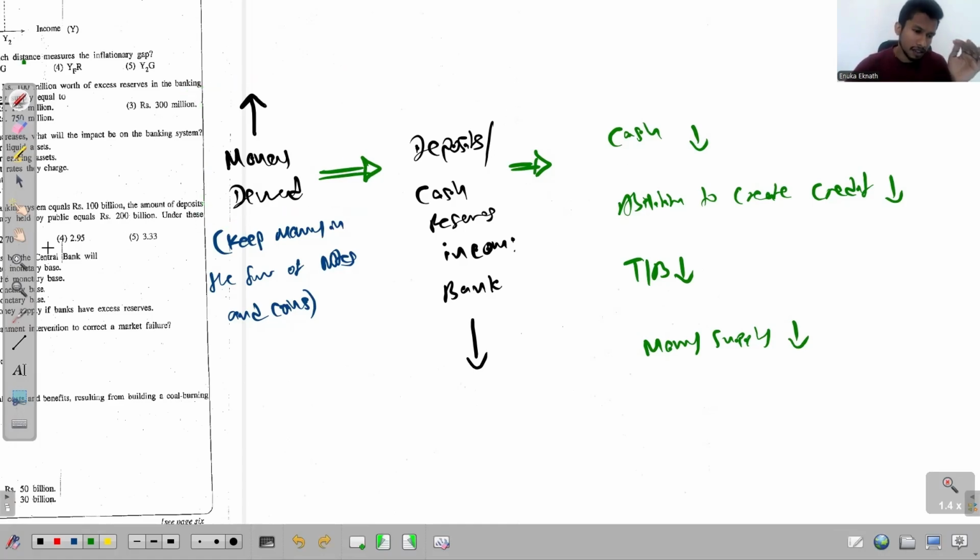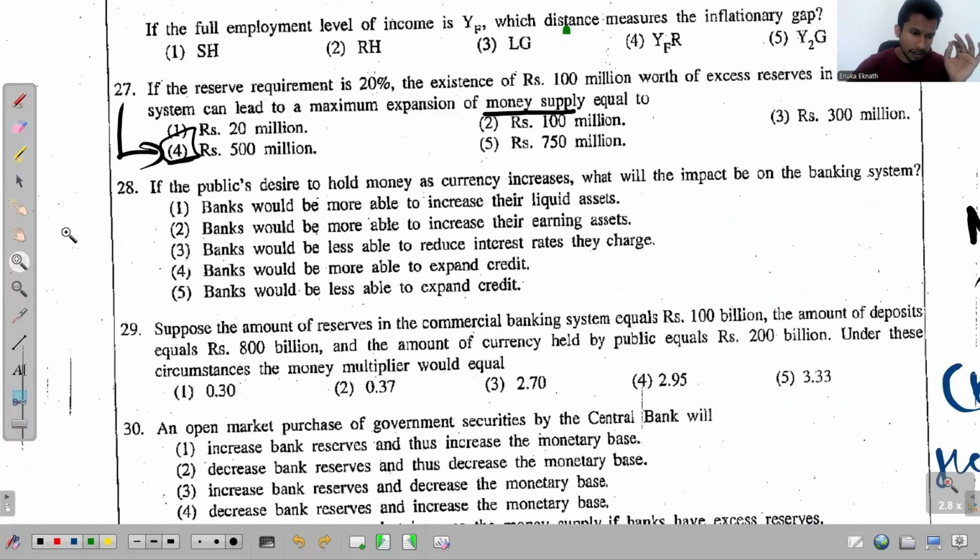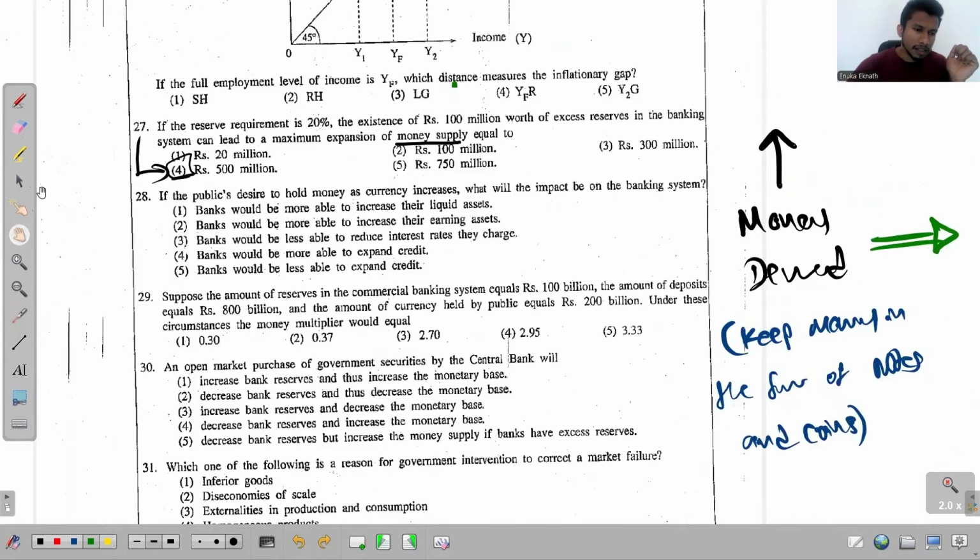Right now, if you have this knowledge with you, you can select the correct answer from the given options. Right, let's read the first one. Banks would be more able to increase their liquid assets. I hope that you all remember that in the balance sheet of the commercial banks, we divide assets into two. On one side, we have reserve assets, and on the other side, we have the earning assets.